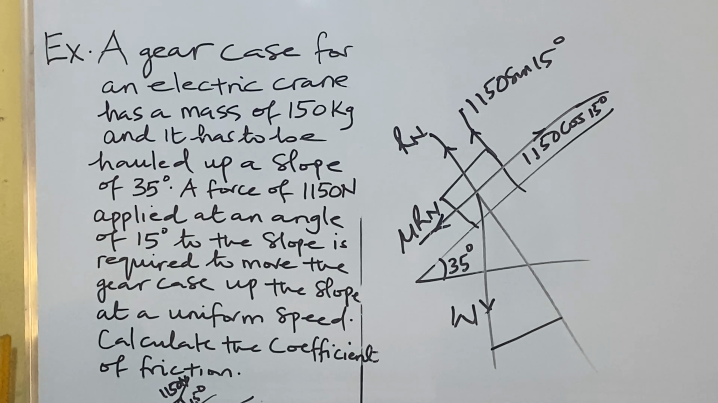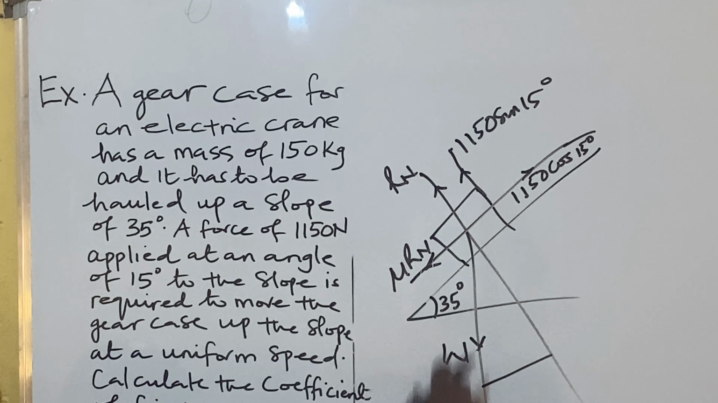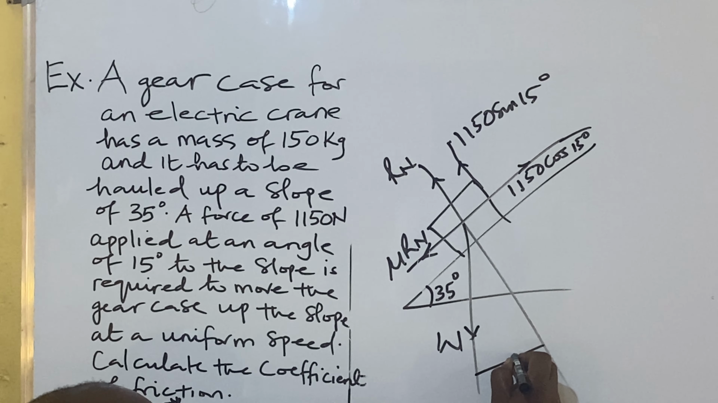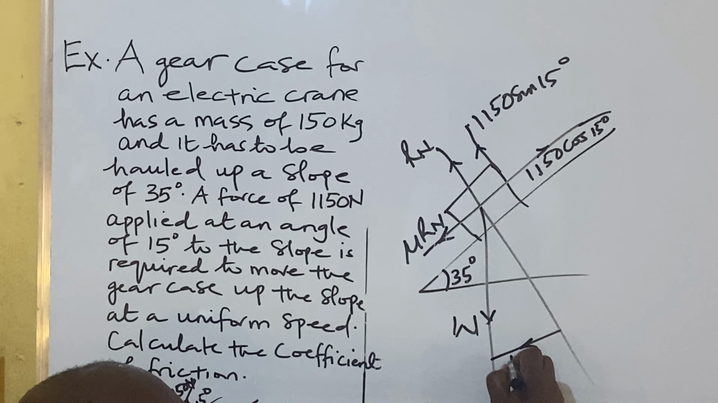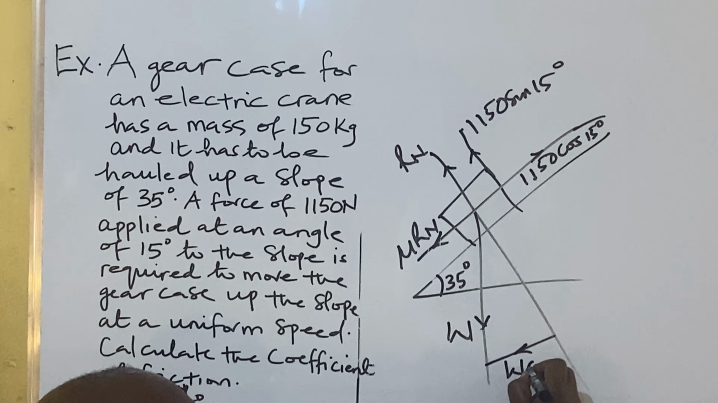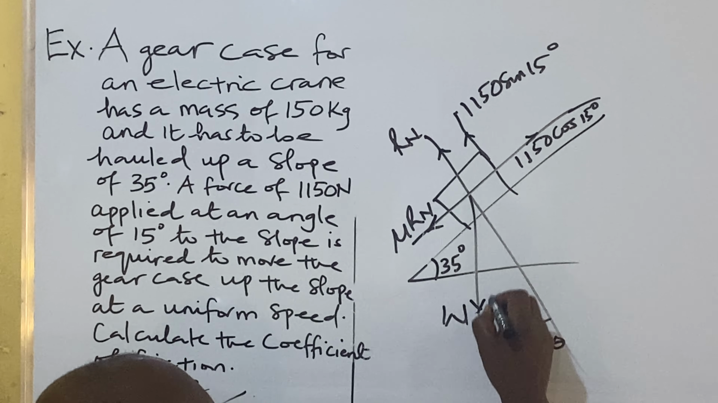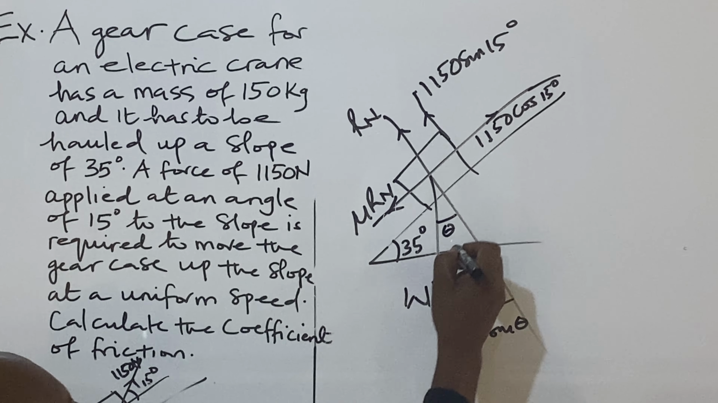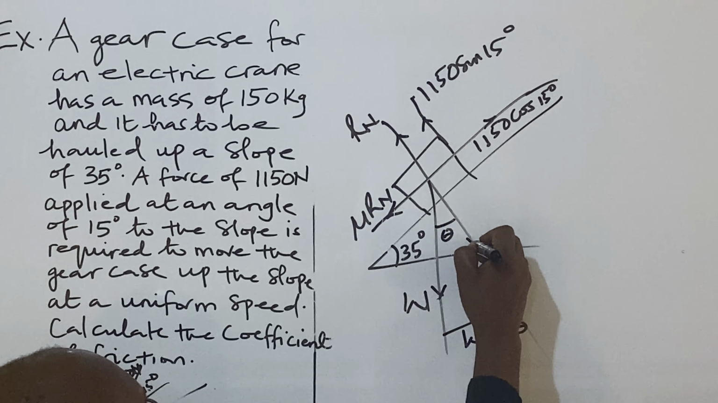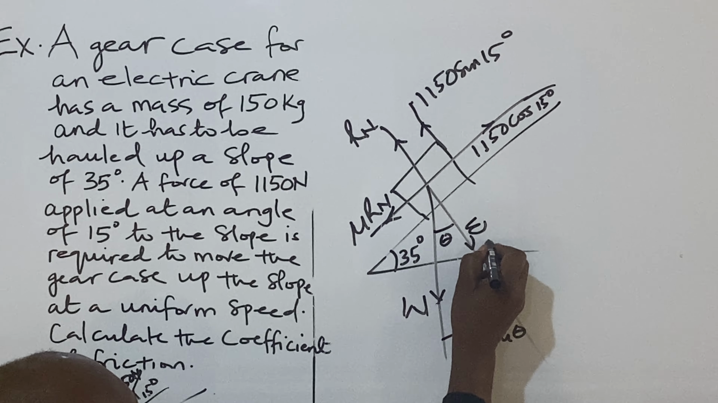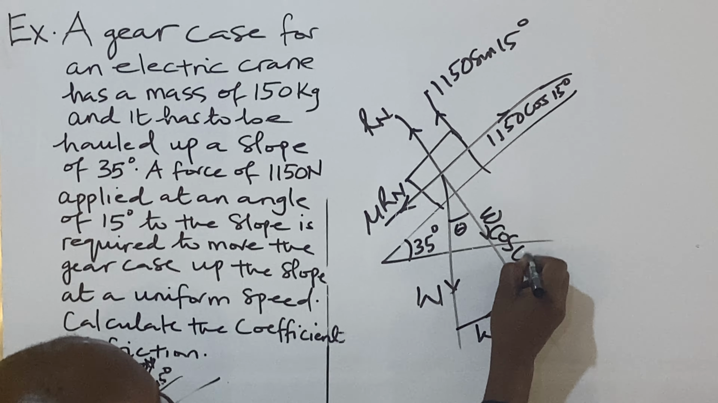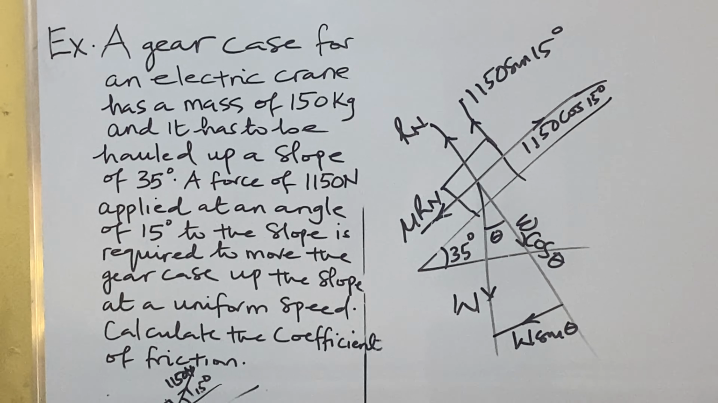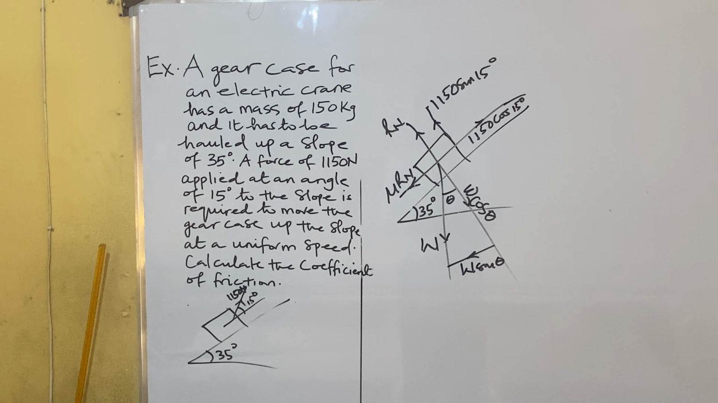Now, mark you, the weight of the gear case is acting downwards. If I resolve the component of the weight into two component directions, this will be W sine theta. Mark you, this angle is theta. The perpendicular component of the weight will be W cos theta. By far, these are the forces acting on this body.